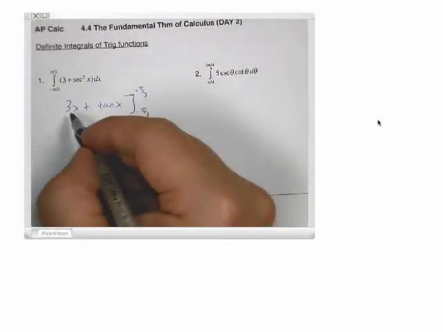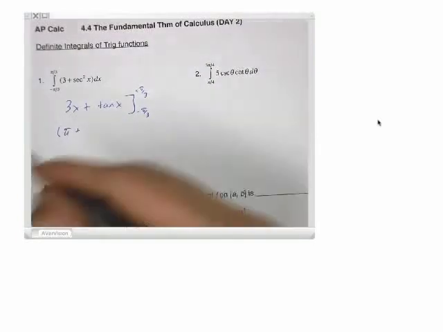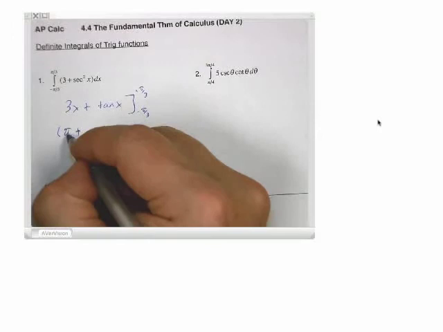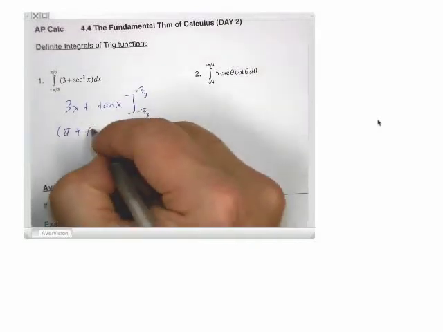So 3 times pi over 3 is pi. Tangent at pi over 3. Okay, now I've got to use my knowledge of the unit circle to figure that out. Tangent at pi over 3 would be the square root of 3 over 2 divided by a half. So basically the square root of 3 over 2 times 2. So that comes out to be the square root of 3.